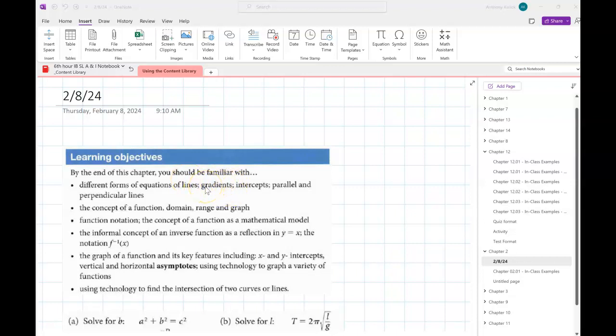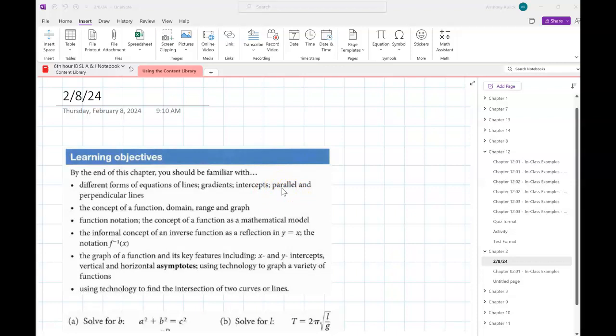Gradients. When they say gradient, what do they mean? Slope. That's just IB for slope. What's the slope formula? M equals y2 minus y1 over x2 minus x1, right? Intercepts. What do we mean by intercepts? Where the graph crosses either the x or y axis, right?